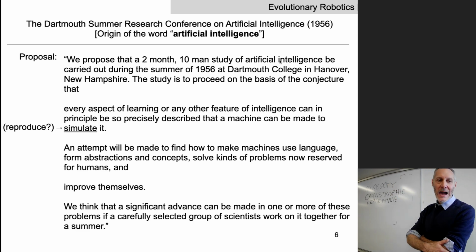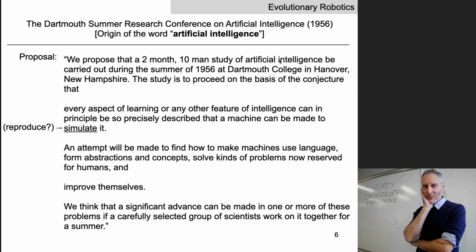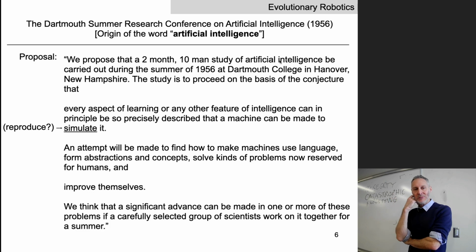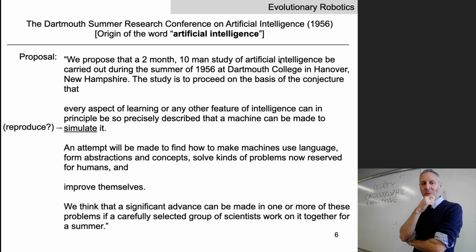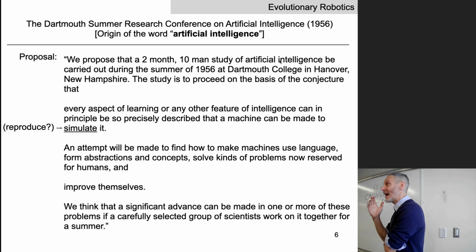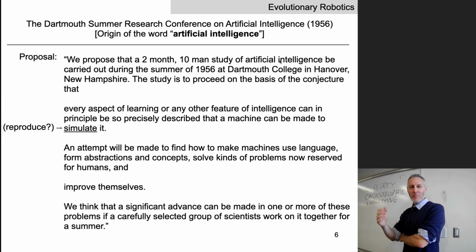This is some text from the actual proposal that went out in spring of 1956 to the government. "We propose a 2-month 10-man study." Of course, this is the 50s, man study of artificial intelligence. "It should be carried out this coming summer at Dartmouth," just down the road from here. "The study is going to proceed on the basis of the following conjecture." So this was a conjecture at the time, this idea that maybe we could make AI.